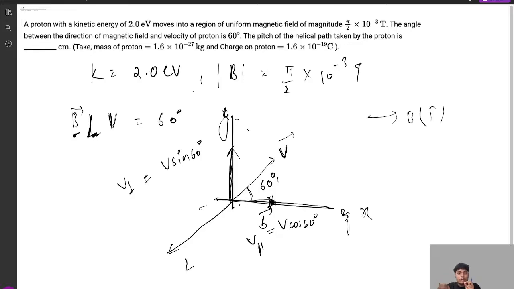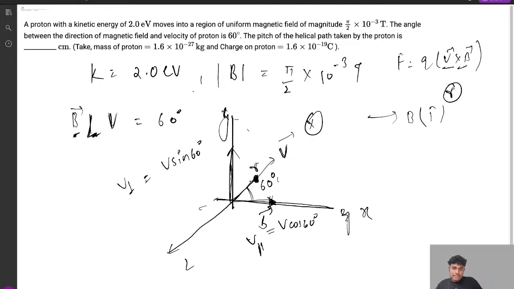Now, the parallel component doesn't contribute to the circular motion. What causes circular motion? If you see the force acting on the charged particle, force is equal to q into v cross B. If you find the cross product v cross B, it is in the negative z direction, which points to the point about which the particle moves in a circular orbit. This v cross B gives the direction of r.